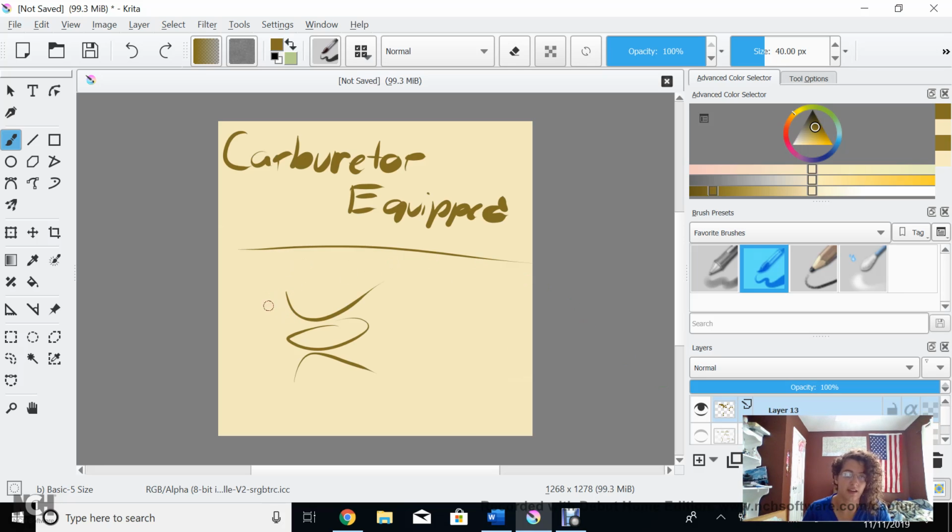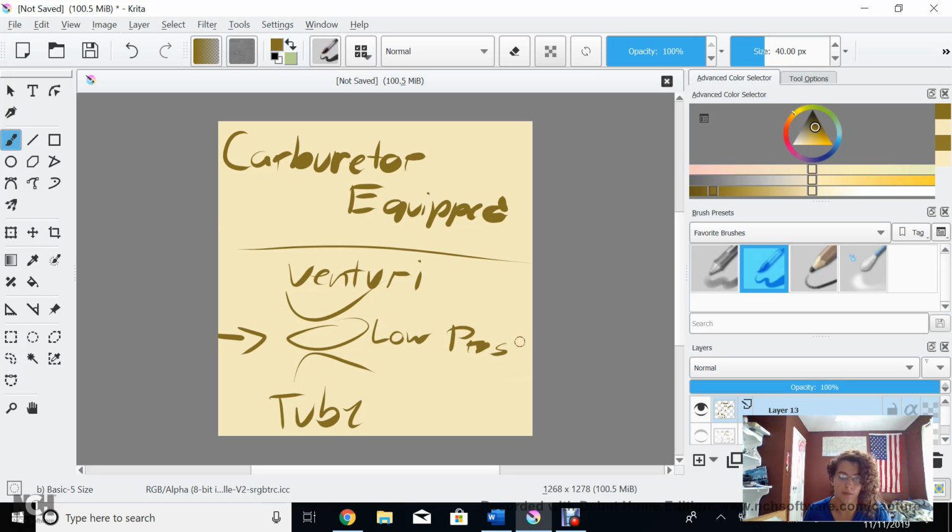Carburetor equipped means that when the air goes through, it goes through a thing called a venturi tube, which speeds it up and creates an area of low pressure. Because of this low pressure, the fuel floats out of a thing called a float chamber and enters into this venturi tube. And this is where it mixes. And then from here it goes into the chambers that you saw, where it is then ignited.